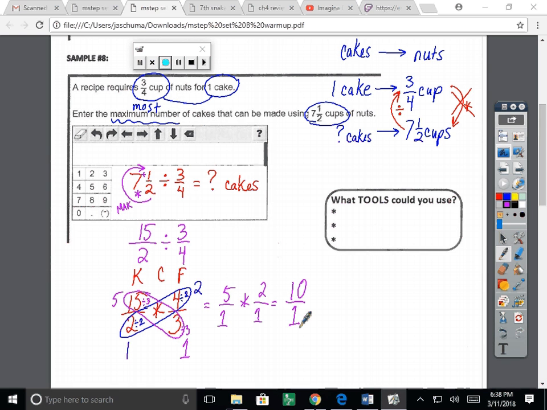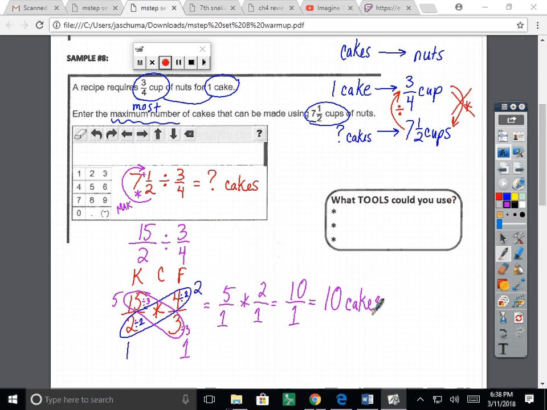And this is kind of a strange looking answer. In fact, it's an improper fraction, and hopefully you recognize that if it's written over 1, that is the same as a whole number of 10. The numerator becomes our whole number. You've just found me an awesome answer. We were trying to figure out how many cakes were possible. Looks like the answer is 10.